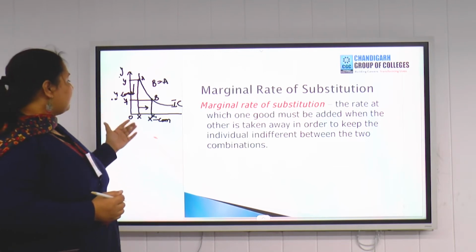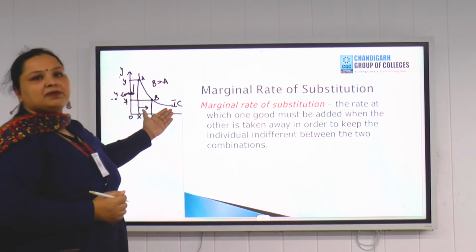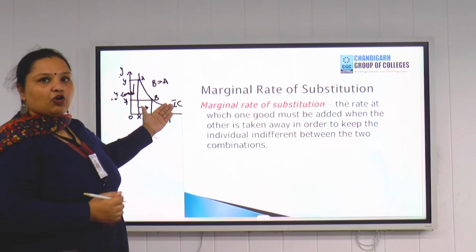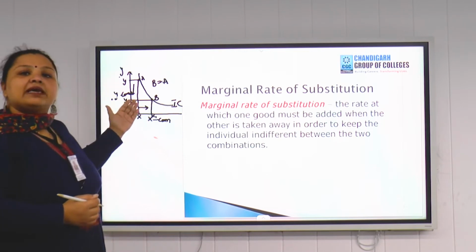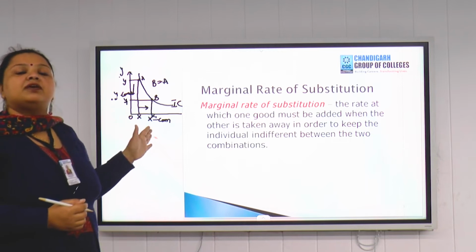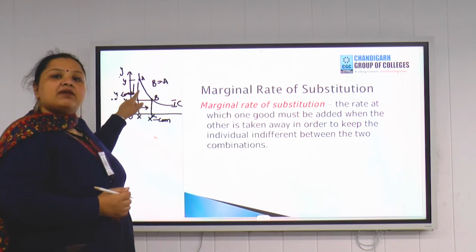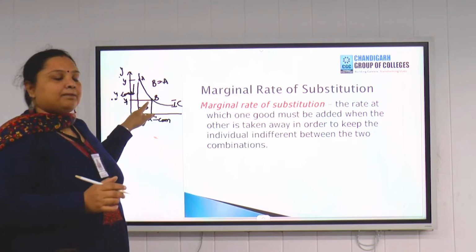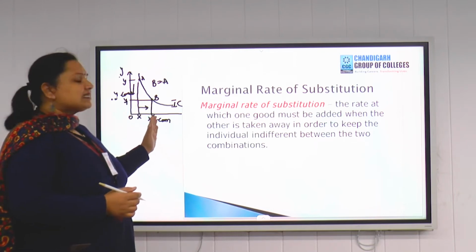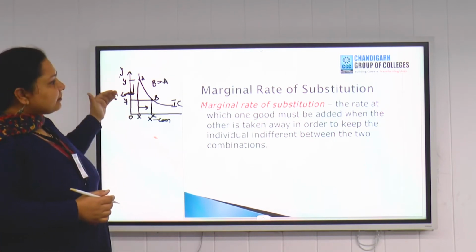We can take an example of apple and orange. So this curve represents combinations of apples and oranges which give the same level of satisfaction. All the combinations on the same curve give the same level of satisfaction, from A and B. The level of satisfaction will remain the same, because if the consumer is increasing x, then he has sacrificed y.